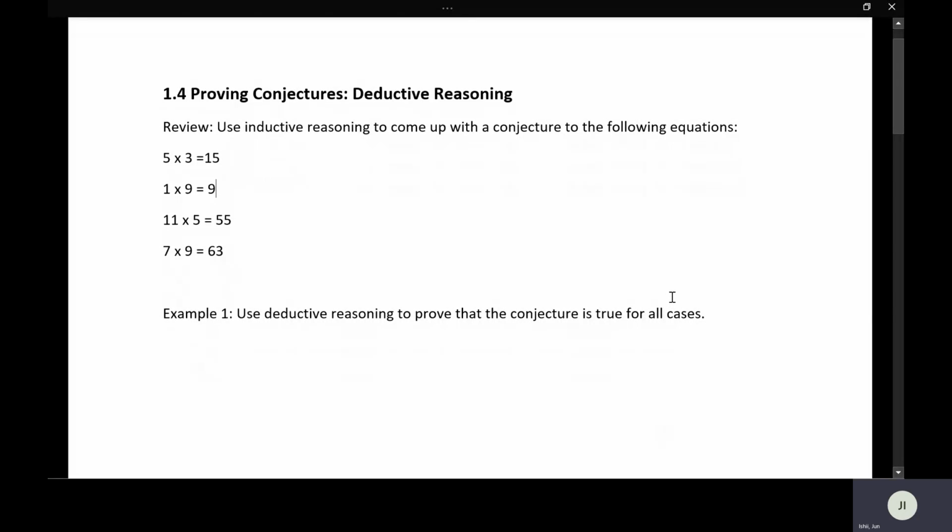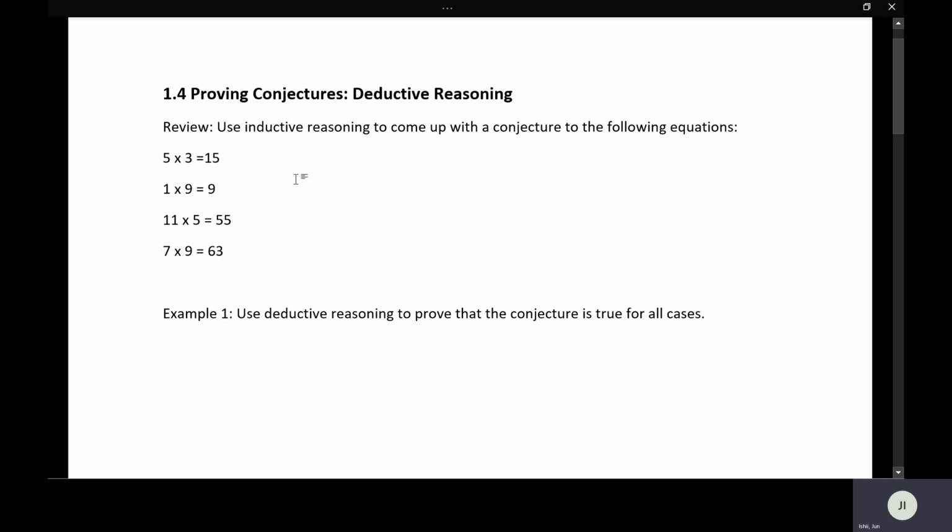All right, so the next lesson is kind of a continuation from the last one, where we're going to look into deductive reasoning. Okay, so remember from the last lesson, just a little bit of review. There's two types of reasoning, inductive and deductive reasoning. Inductive reasoning is when we come up with a conclusion or a conjecture based on observation. And deductive reasoning is when we actually prove that it's true for all cases.